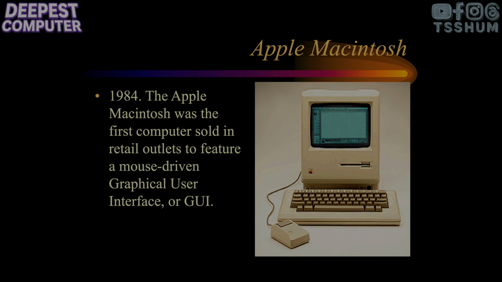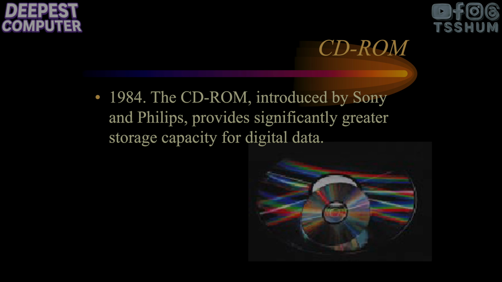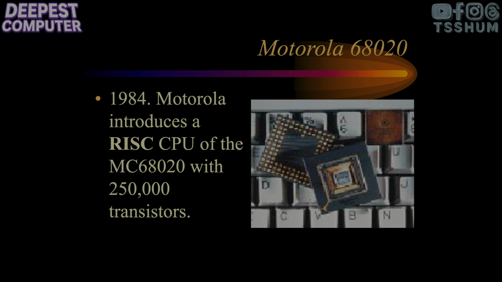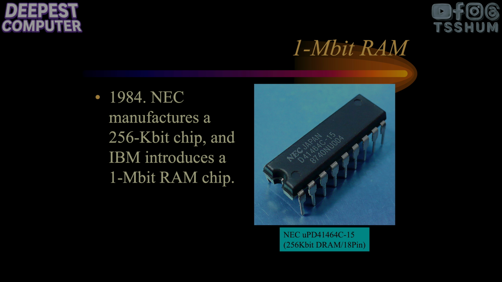The Apple Macintosh, introduced in 1984, was the first computer sold in retail to feature a mouse-driven graphical user interface, or GUI. In 1984, the CD-ROM was introduced by Sony and Philips, offering significantly greater storage capacity for digital data. Motorola introduced a RISC CPU of the MC68020 in 1984, featuring 250,000 transistors. In 1984, NEC manufactured a 256 kilobit chip, and IBM introduced a 1 megabit RAM chip, pushing forward memory capacity.